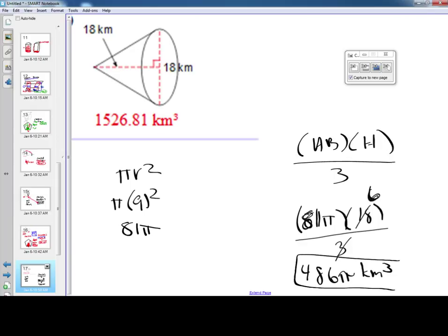Someone verify that it's actually 1526.04. Multiply by 3.14. 1526.04. We're good? Yeah, it says 1526.04. Sweet. We're good to go. That was easy. Why did you put 9 squared? Because it's pi r squared, isn't it? You're trying to find the radius of the circle? Yeah.